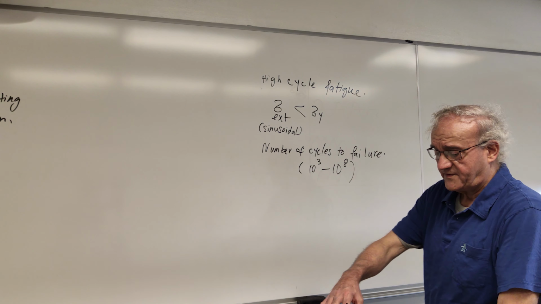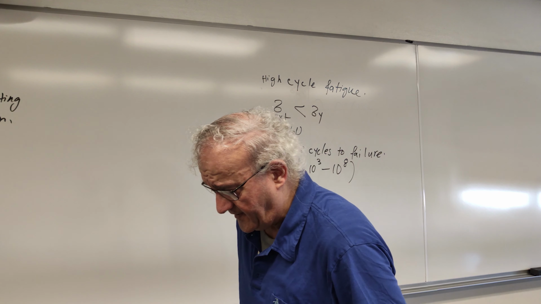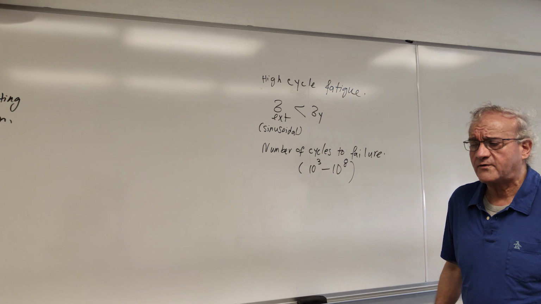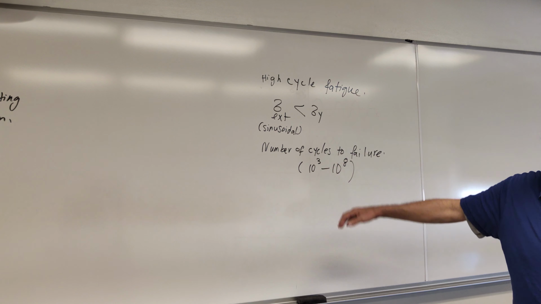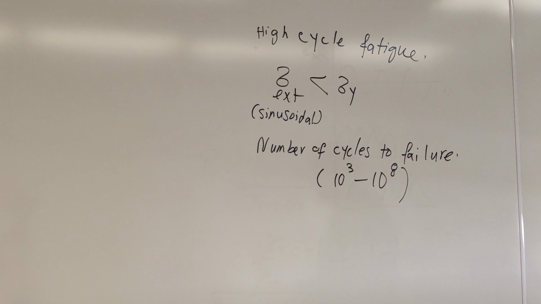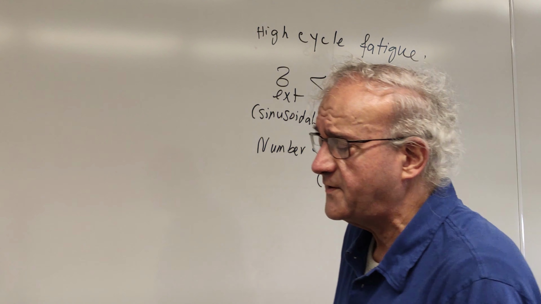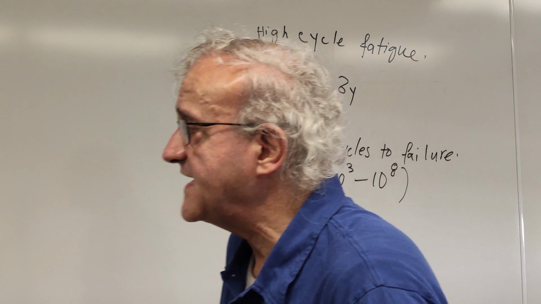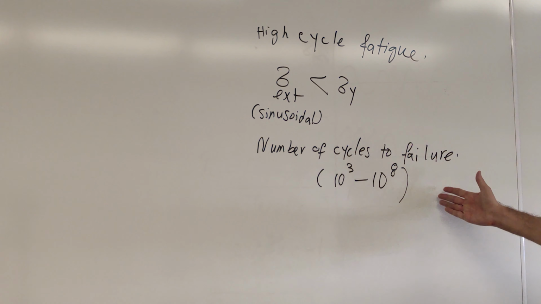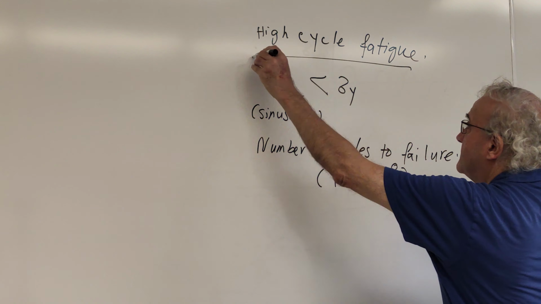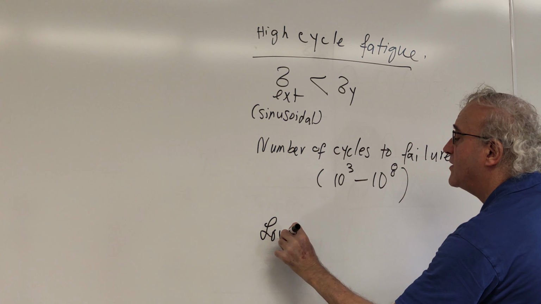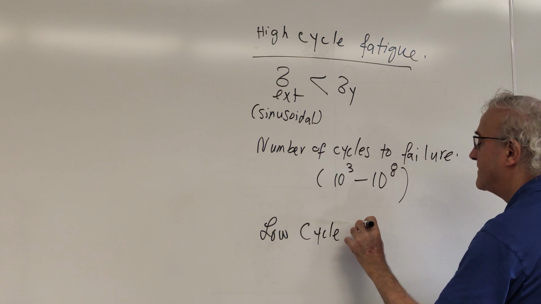This is like if you have the railroad and you are having trains go over it, or the fluttering of the wings of an airplane, or the constant change in pressure inside the fuselage of an aircraft. One of the things that I'm going to ask you to include in your report is examples of high cycle fatigue. So this is one. The second one is called low cycle fatigue.